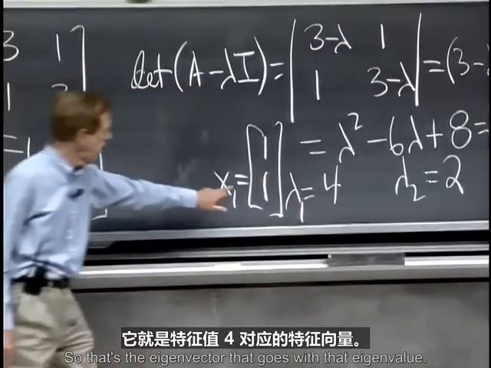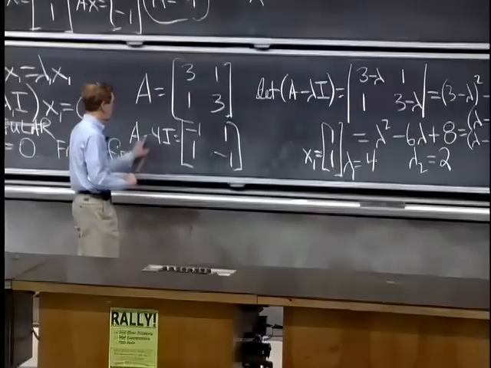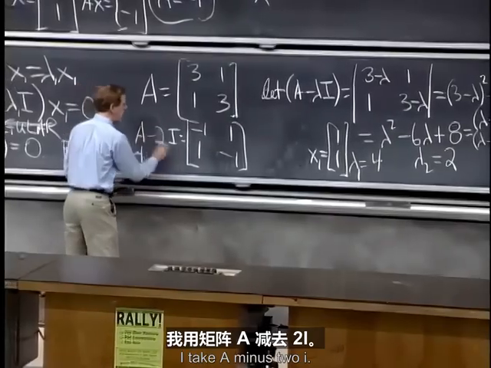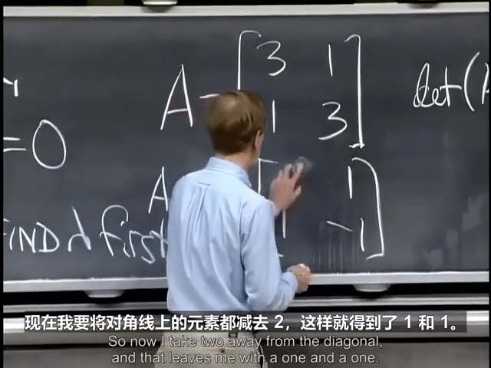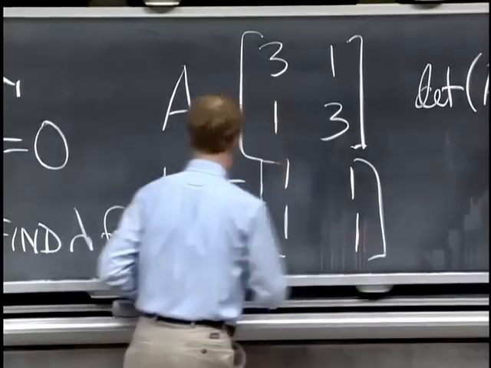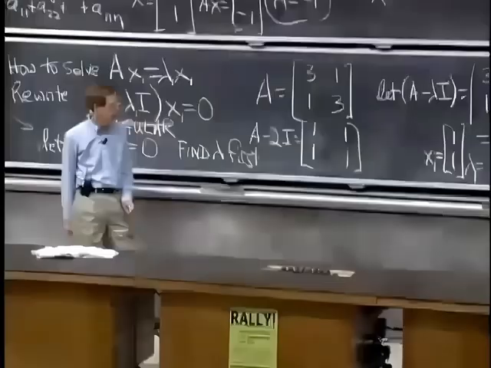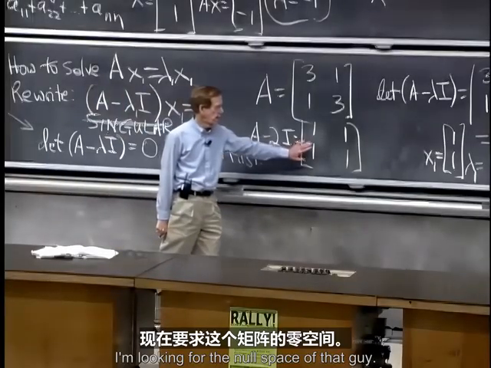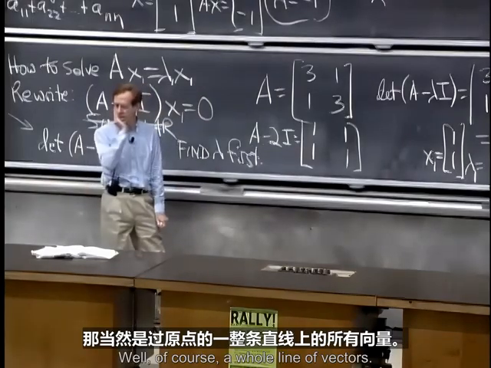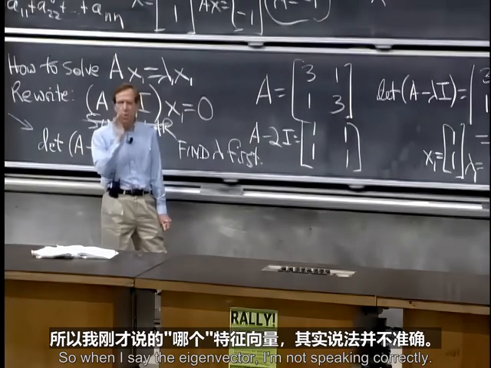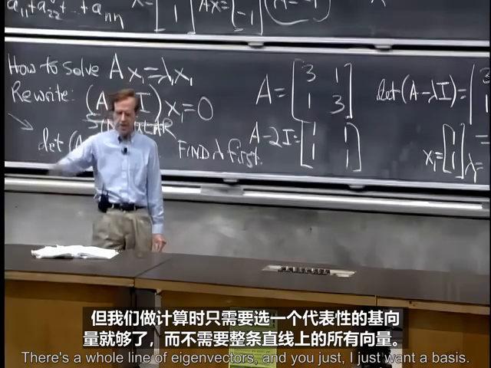So that's the eigenvector that goes with that eigenvalue. Now how about the eigenvector that goes with the other eigenvalue? I take A minus 2I. So now I take 2 away from the diagonal, and that leaves me with a 1 and a 1. So A minus 2I has again produced a singular matrix, as it had to. I'm looking for the null space of that. What vector is in its null space? Well, of course, a whole line of vectors. So when I say the eigenvector, I'm not speaking correctly. There's a whole line of eigenvectors, and I just want a basis. And for a line, I just want one vector.